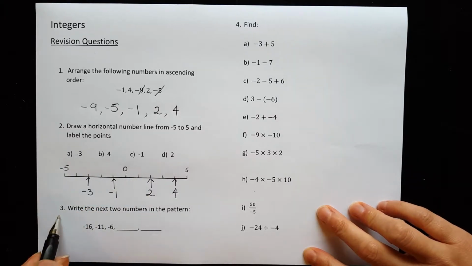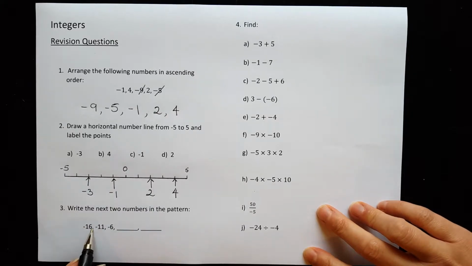Okay, question 3, write the next two numbers in the pattern. -16, -11, and -6. These numbers are actually coming up. They're getting bigger and they're coming up by 5. We're actually adding on 5 each time. If I add 5 to that, I get to -11. If I add 5 to that, I get to -6.